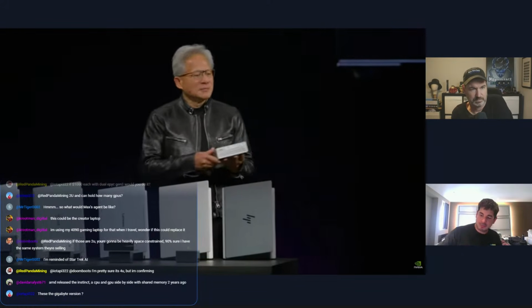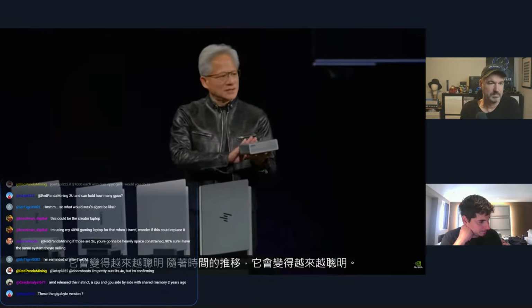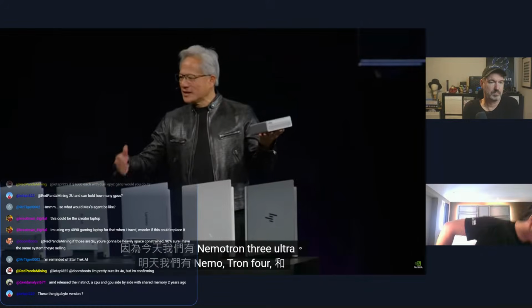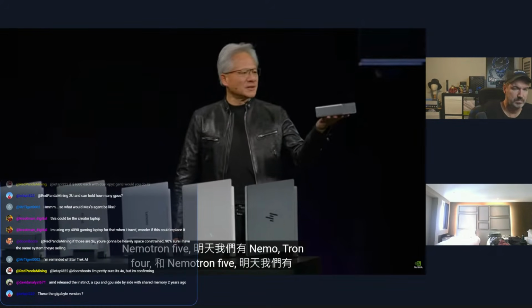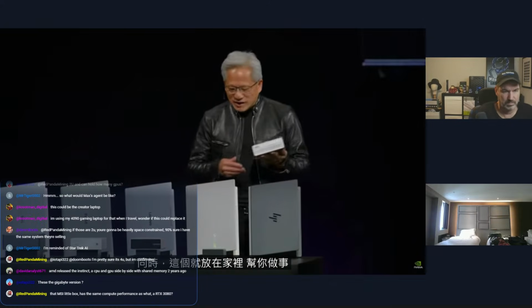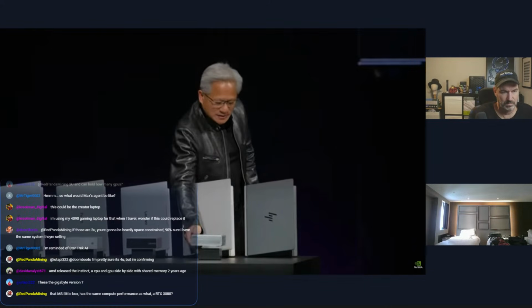And it gets smarter and smarter over time, because today we have Nemotron 3 Ultra. Tomorrow we have Nemotron 4, and then Nemotron 5, Nemotron 6, and we just keep getting it smarter and smarter and smarter. And meanwhile, this is sitting at home helping you do things. If you want to book a travel, no problem.